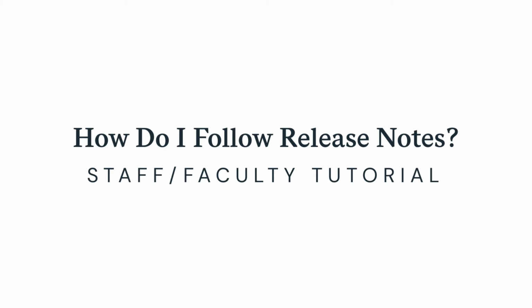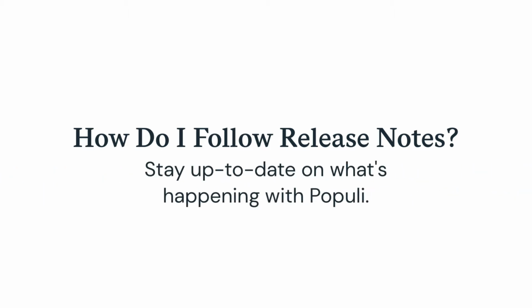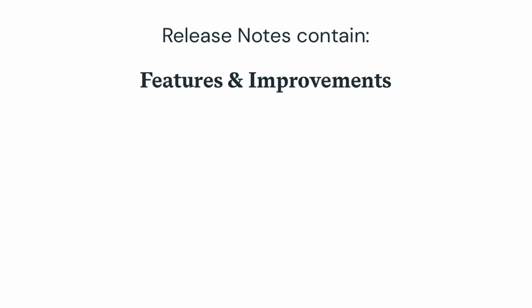Most weeks of the year, Populi posts release notes. These notes are a great way of keeping up with what we're doing generally, and specifically what's happening in the software. The release note posts contain two sections. First, a list of new features that have been added, and second, bug fixes that have been implemented.